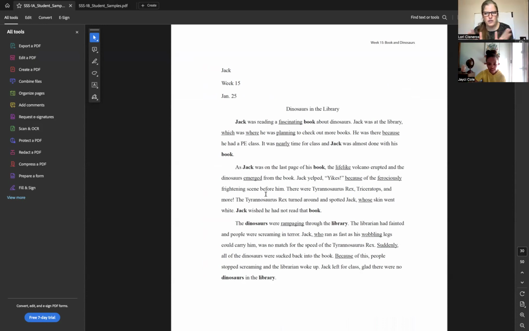The first paragraph is my favorite because it really does have all of the elements of the checklist in it. This person's name is Jack, and the only thing I didn't really like about the first paragraph is it's kind of short. So he needs to have more here. So, like I said, this is not a perfect paper, but I wanted you to see what it looked like here. So, Jack was reading a fascinating book about dinosaurs. Jack was at the library, which was where he was planning to check out more books. He was there because he had a PE class. It was nearly time for class, and Jack was almost done with his book. So maybe it was PE class and he didn't have to go yet. So he went to the library really quick. It sounds like it's a school library.